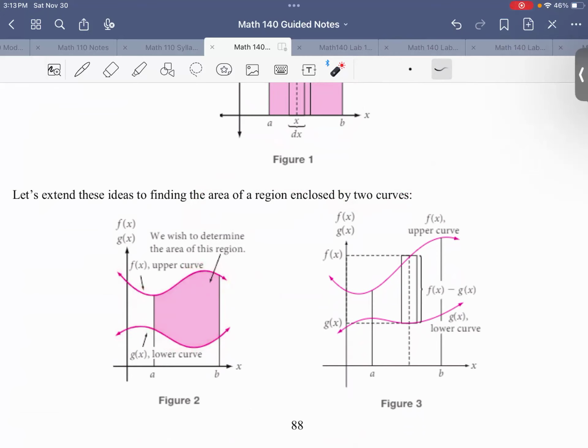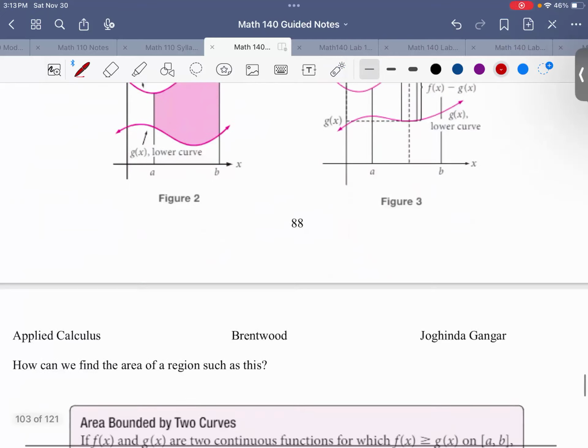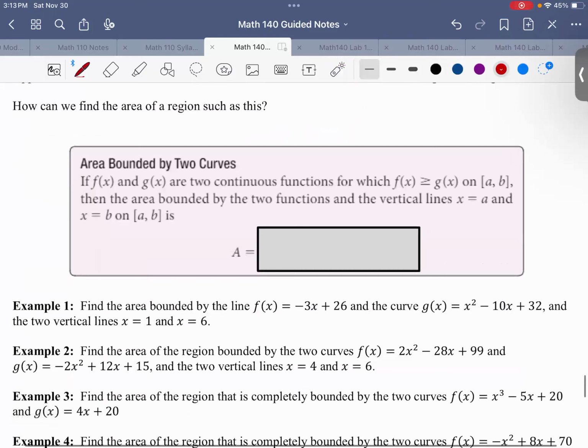So it's the same idea, a representative rectangle, but the height would be the function on top minus the function on the bottom, upper curve, lower curve. So really, to find the area between these two functions, we would need to subtract the top function minus the bottom function.